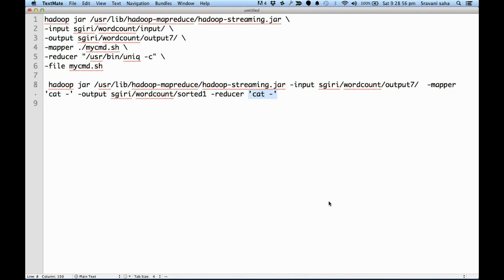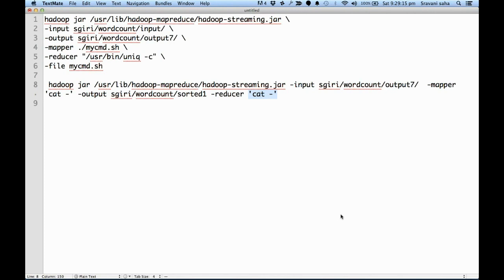Okay. So Naveen, was I able to answer your question? Reducer output is stored on the file system. Okay. Good. Virana, the order can be changed, right?